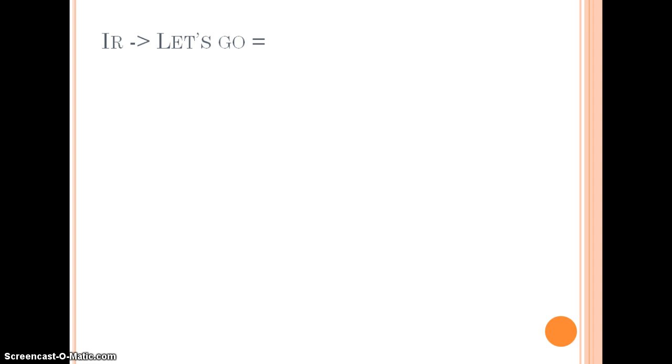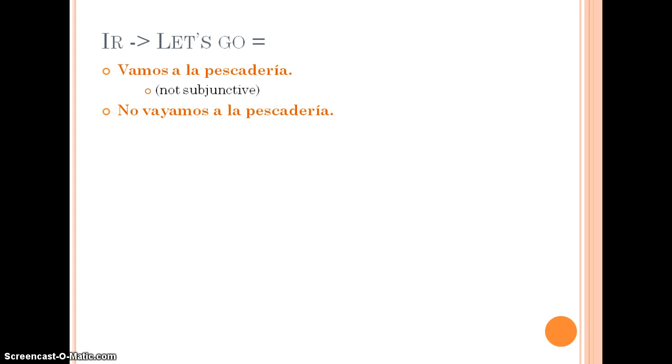When we want to talk about "let's go," it is the present indicative form of the verb ir. Vamos a la pescadería. We don't use a subjunctive in these affirmative sentences. Let's go to the fish shop. When it's negative, no vayamos a la pescadería, then we do use the subjunctive form of the verb ir. So let's not go to the fish shop.